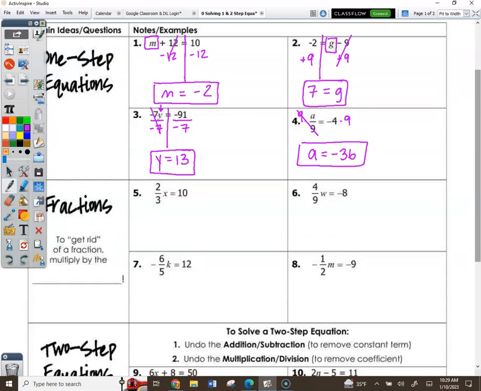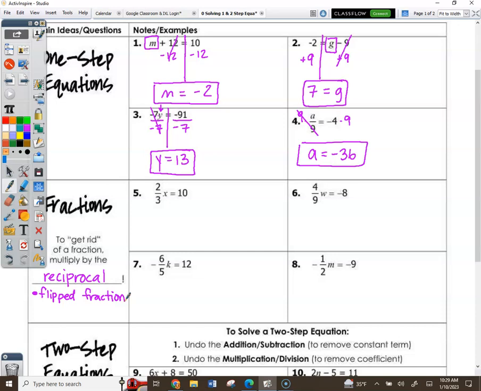All right, what if you have a full-blown fraction in your 1-step equation? These are just 1 step. So to get rid of a fraction, I want you to learn the technique of multiplying by the reciprocal. Reciprocal means flip the fraction. Keep the sign. Whatever the sign is, it stays the same, but you're going to flip the fraction.